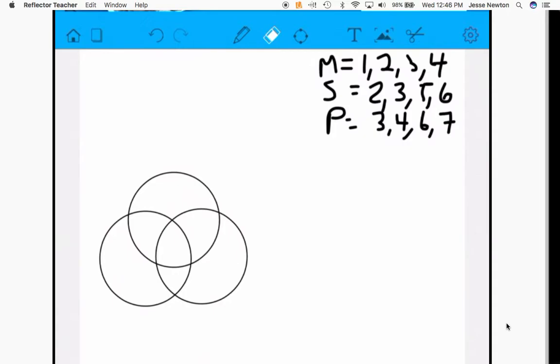So let's look at another example here. Let's say premise 1. No M is P. All right.